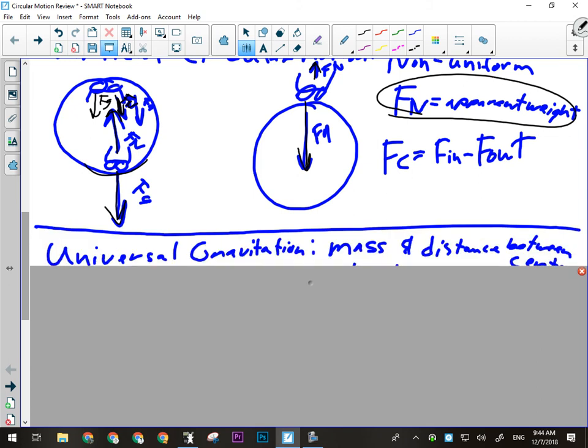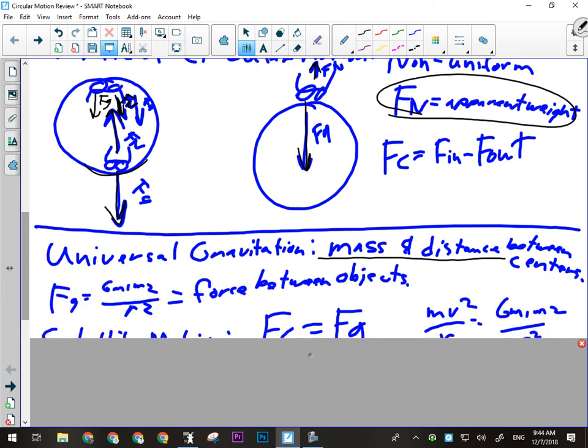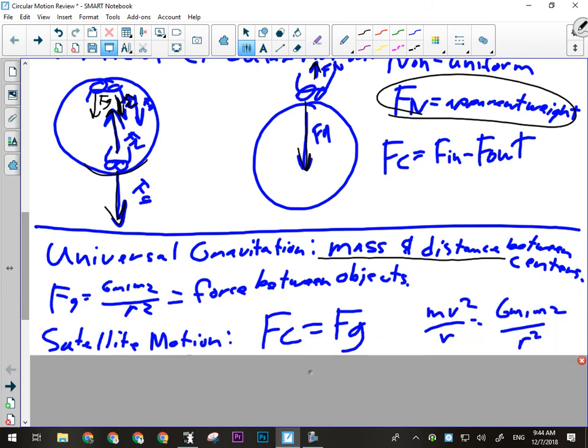Okay, after vertical circular motion, we talked about universal gravitation. Newton's universal law of gravitation tells us the relationship between mass and separation distance and the force of gravity. The more mass there is, the more gravitational attraction there will be. The greater the separation distance, exponentially less gravitational attraction, according to Newton's formula. So Fg equals big G times the two masses divided by r squared.